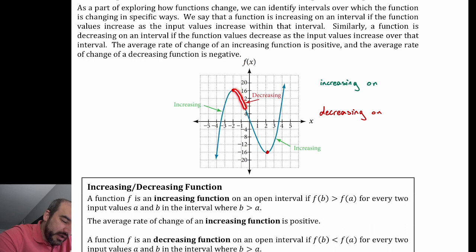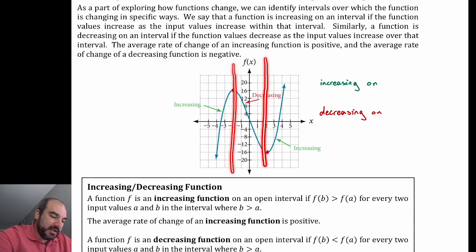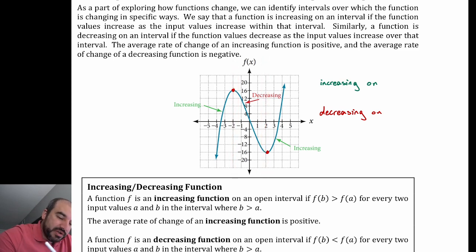From this red point to this red point, it's decreasing. When we talk about where a graph is decreasing, we're talking about x values. We don't care about how high the function goes or how low the function goes. We're talking about from here to here in this slice. But in that region, the graph is decreasing, right? The blue line is going down. So we're going to write the interval for that region, which is -2 to +2.